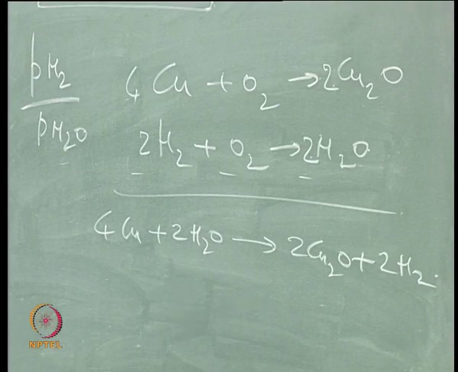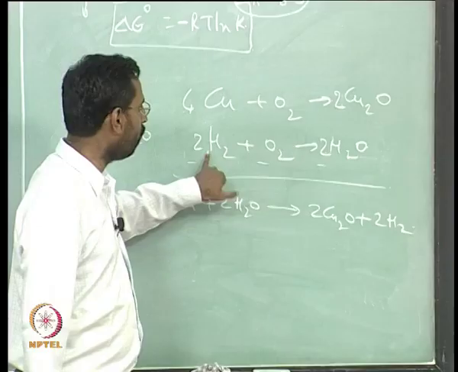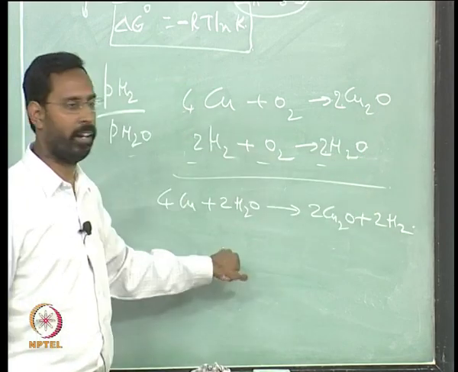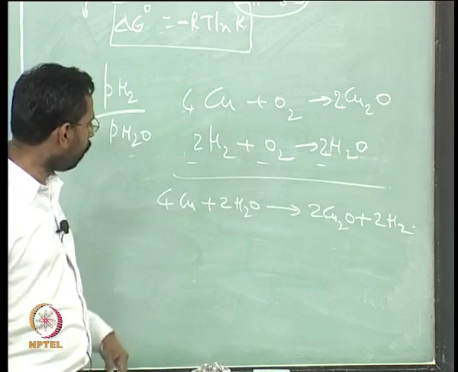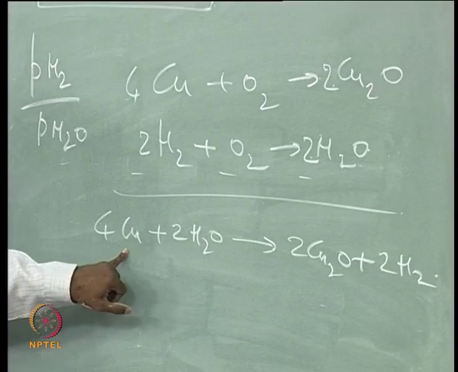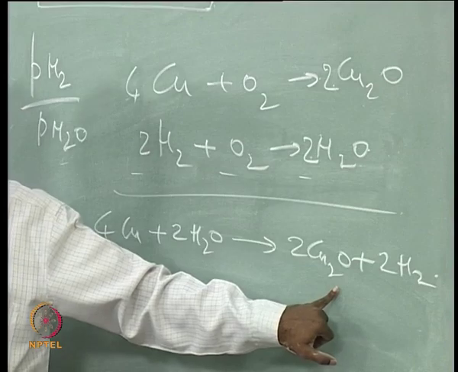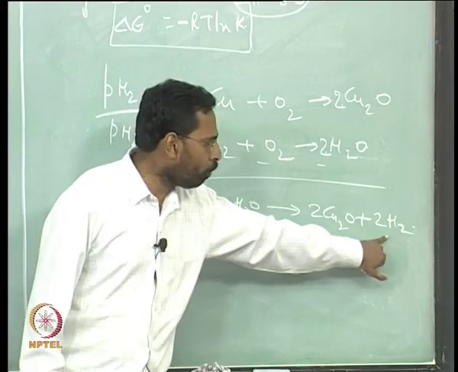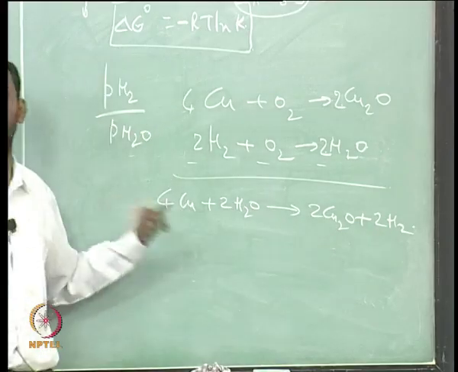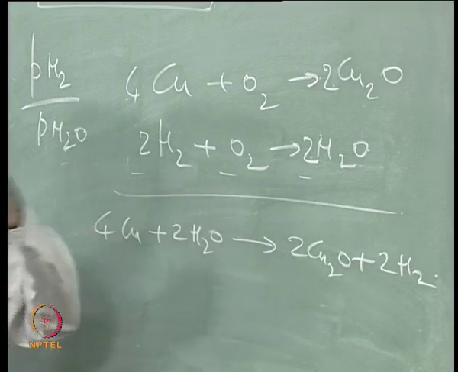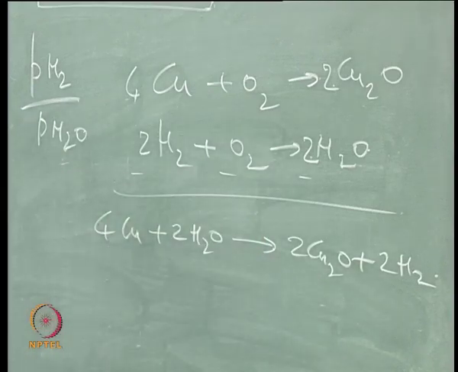Am I right? Basically oxygen goes off, this is minus, I have taken it to that side, this minus I have brought to this side simply. So that means H2O can oxidize copper to give you Cu2O, and H2 can reduce copper oxide to give you Cu. What does that depend on? It depends on the actual values of the partial pressures of H2 and H2O.